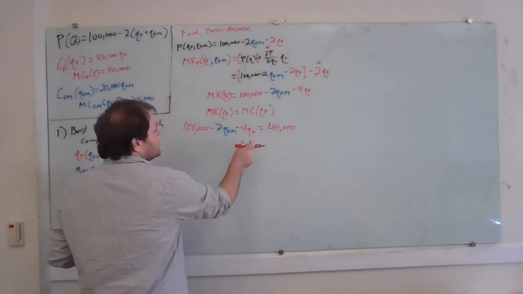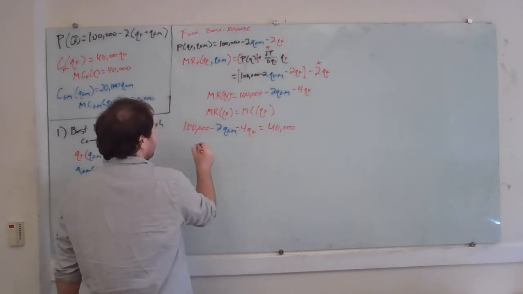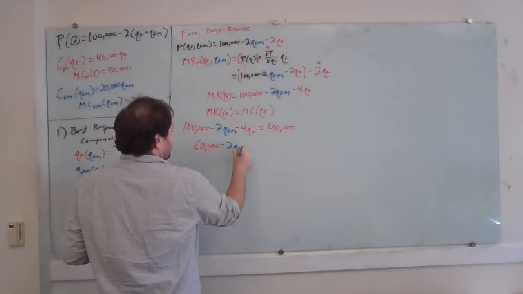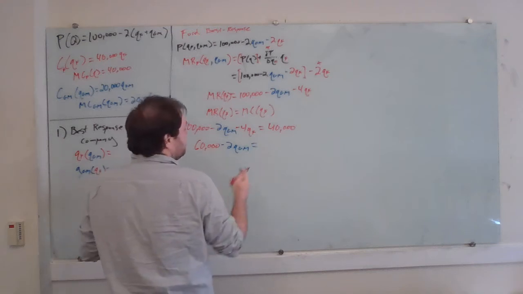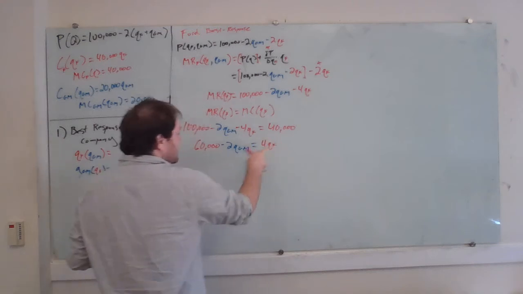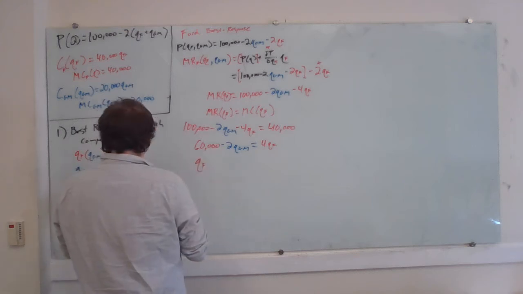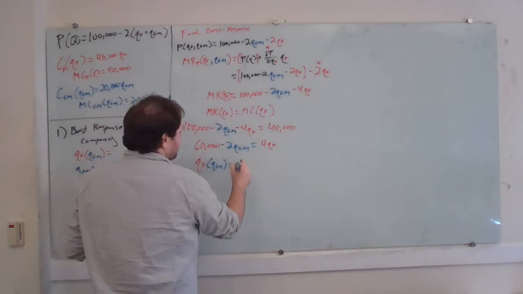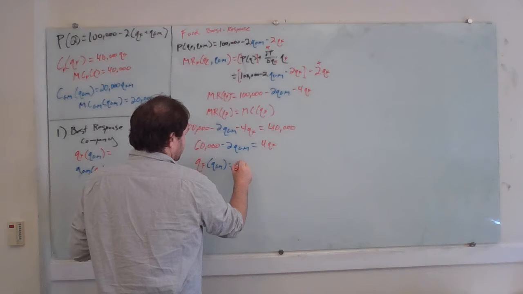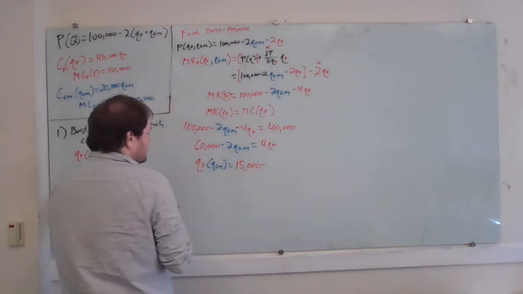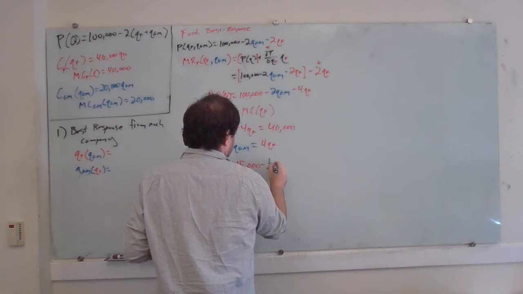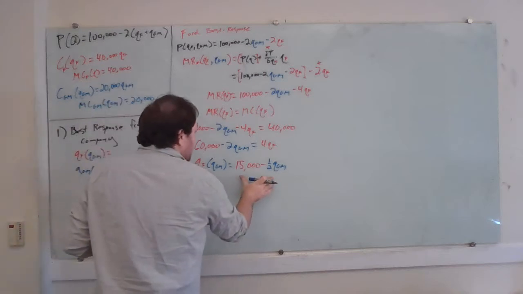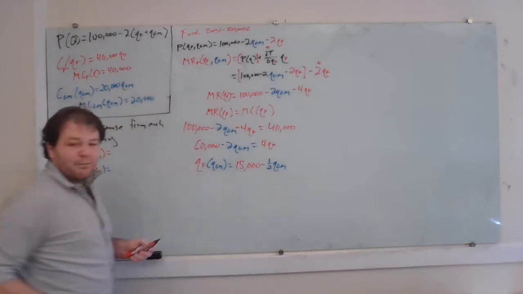So I can subtract 40,000 from both sides, add 4 QF to both sides, and get 60,000 minus 2 QGM equals 4 QF. Divide both sides by 4, and I'll get QF as a function of QGM is going to be 60,000 over 4, which is 15,000, minus 1/2 QGM. 1/2 because 2 over 4 is 1/2. Beautiful. So this is our best response if we're Ford to what GM produces.